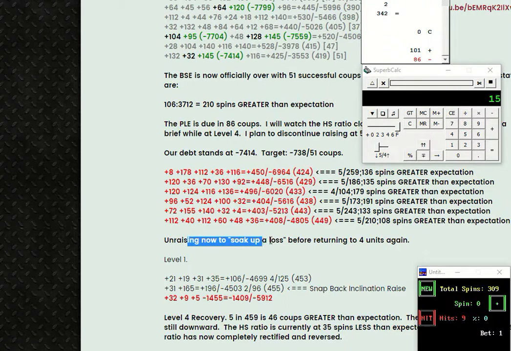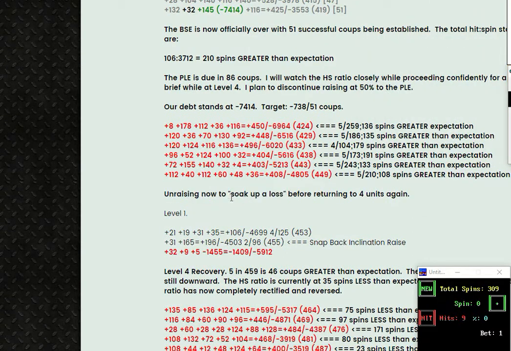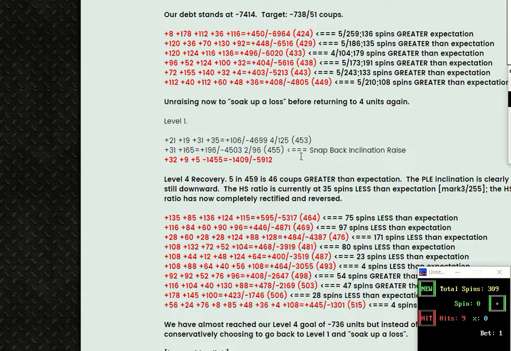So I said, here's what I call that, soaking up a loss like a sponge. So I'm going to call it the sponge technique. Okay, what we're doing is we're lowering our chips back down to level 1 so we can take a hit at level 1, okay, and then raise back up again. And amazing enough, look what happened. Right here we took our loss, our PLE. Okay, so that's pretty good.